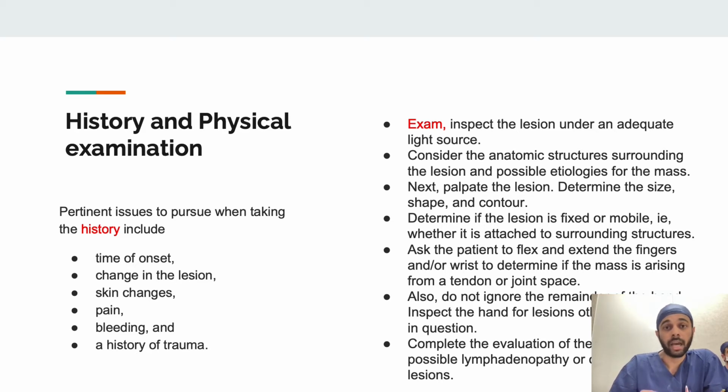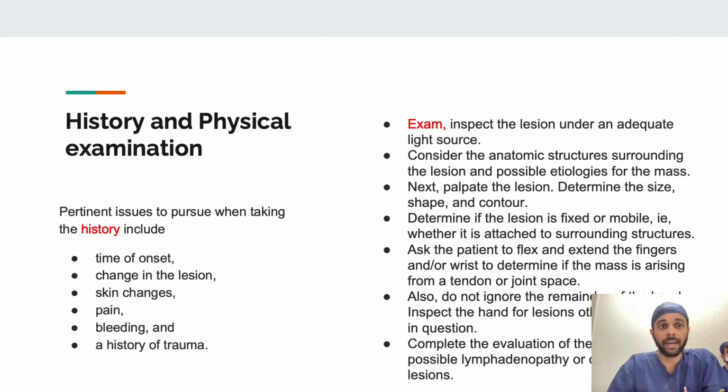The first thing is the time of onset, since when he has had it. The second important point is any change in the lesion. The patient might say, I have had this bump for 3 months now, but since last week there are a lot of changes going on. It's growing in size, it's changing its color, it's getting more painful, it's now started bleeding, and any history of trauma. These are a few nutshells which you definitely don't want to miss.